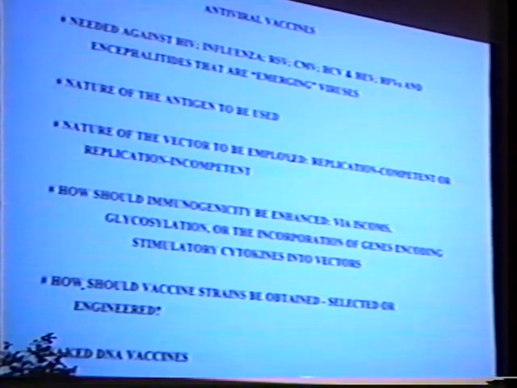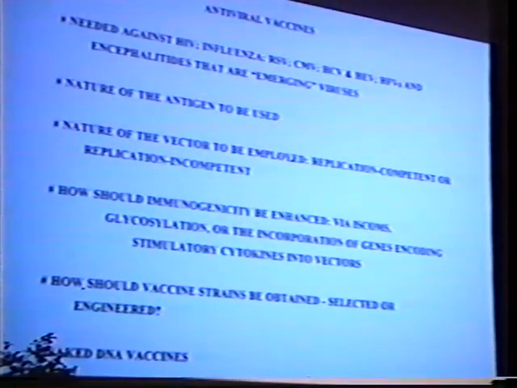They're emerging viruses because of the vastly increased mobility of human populations, which brings them into much more intimate contact with the natural reservoirs of these viruses. Now, there are many facets to the construction of vaccines. For example, one is the nature of the antigen to be used. Should it be a viral peptide that contains the epitope, the site against which neutralizing antibodies are elicited? One can use just peptides, or one can use the proteins that contain these epitopes.